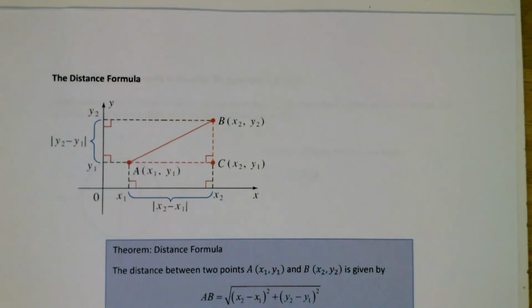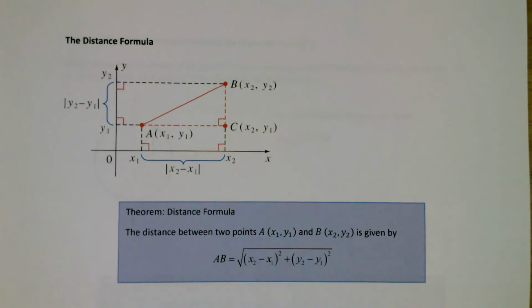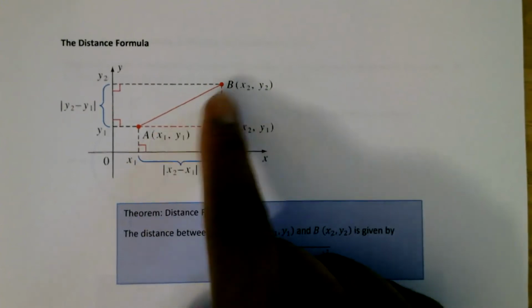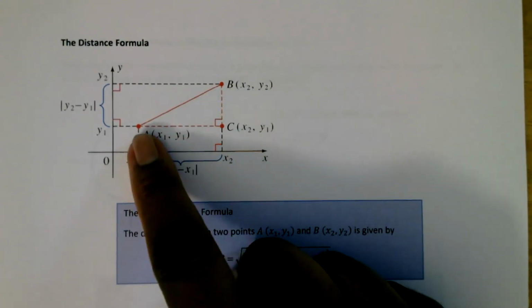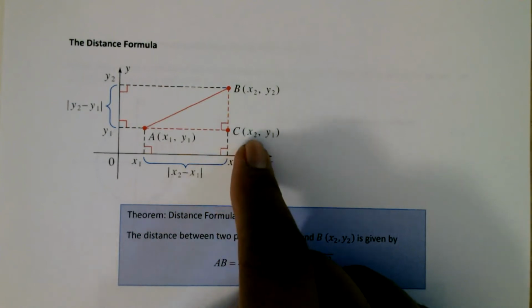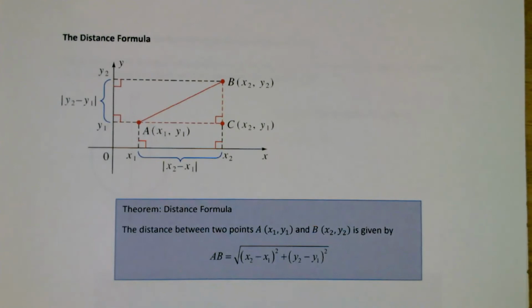Let's move on to something different called the distance formula. Okay. Now, this is actually derived from the Pythagorean theorem as well. So if you had something like this, let's say we had 2 points A and B. Okay. And then we drew a horizontal line from A and then a vertical line from B and connect those two to get point C.